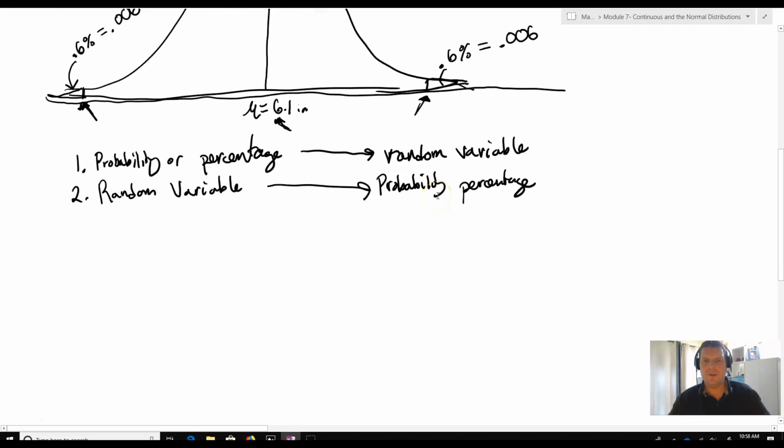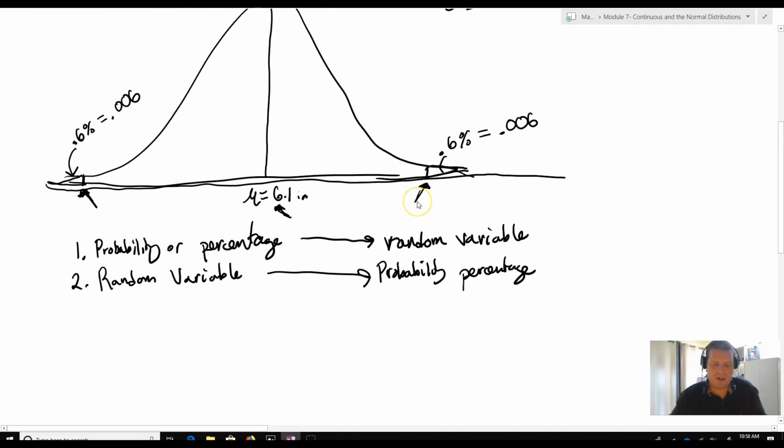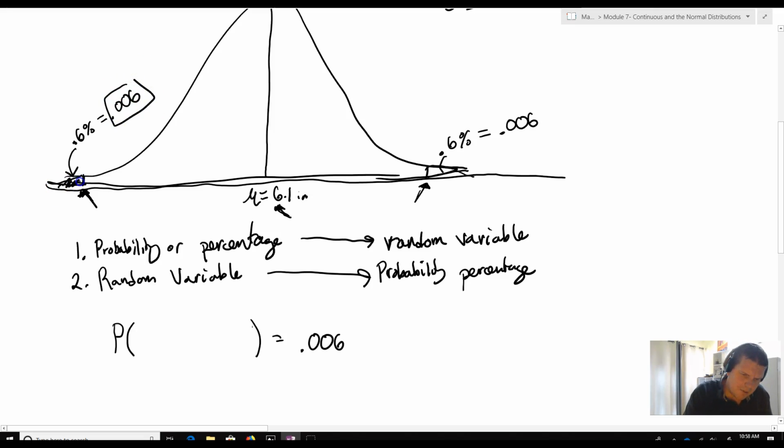So I'm going to be looking for a cutoff. What I have here is the probability. I know what that probability is; it's going to end up being 0.006. I know that probability over here. That's how big this region is right there, and that's what it means to be the 0.6th percentile, for example. So we've got that probability.